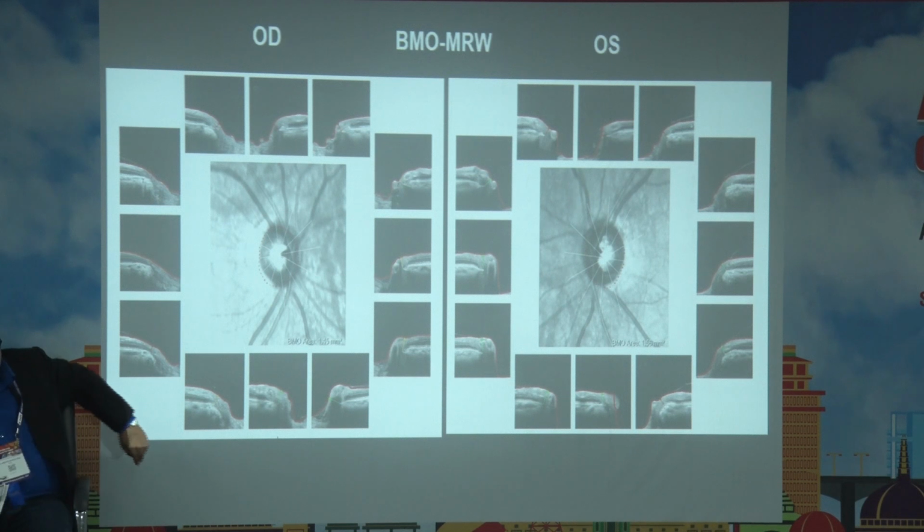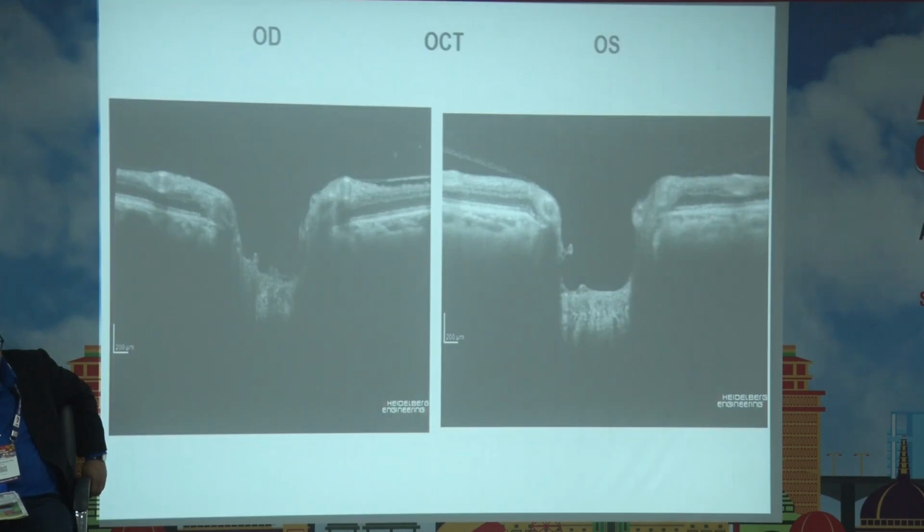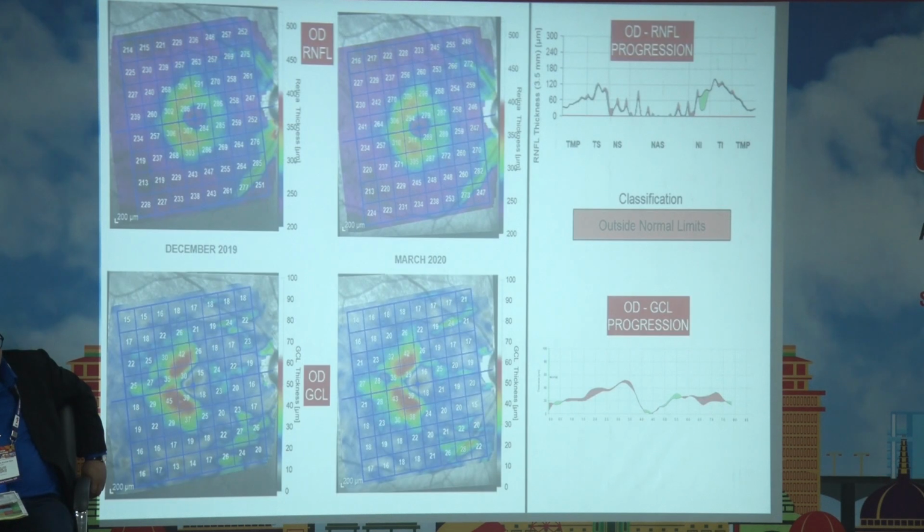And this is the Bruch's membrane opening minimum rim width of OD and OS. You get up to 48 segmented scans respectively. And this is again the deep cupping seen in the right eye and the left eye respectively.